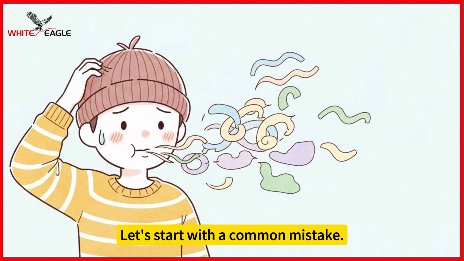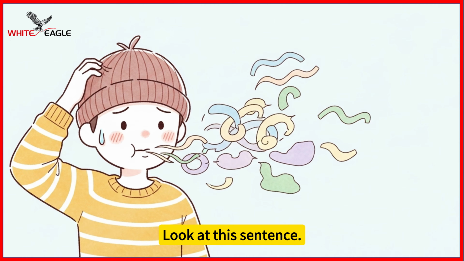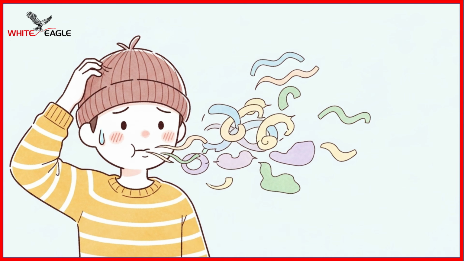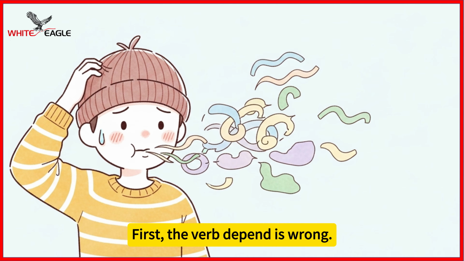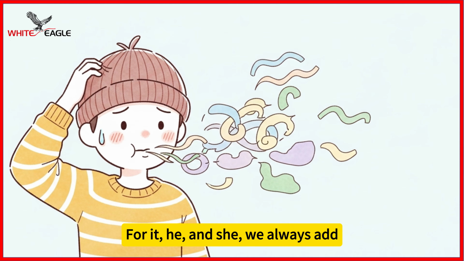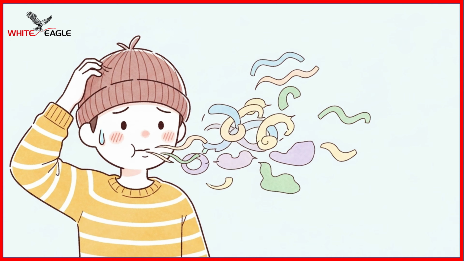Let's start with a common mistake. Look at this sentence. It depend of the weather. This sentence has 2 wrong parts. Can you find them? First, the verb depend is wrong. For it, he, and she, we always add an S to the verb in simple present. So, it must be depends. It depends. This is correct.